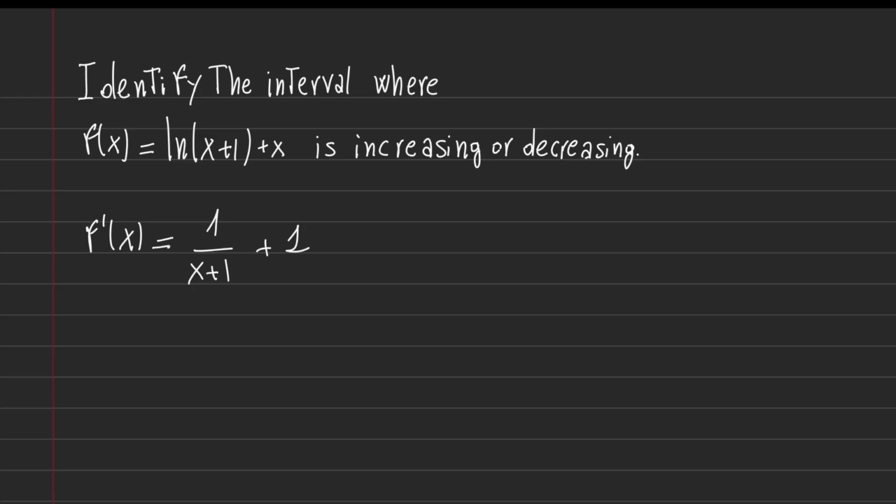And now we have to identify the interval where the function f prime is bigger than or equal to 0, which means that we want 1 over x plus 1, plus 1, to be bigger than or equal to 0. Now what we do, we have to do the common denominator. In this case it's pretty easy because we have just one denominator, which is x plus 1.